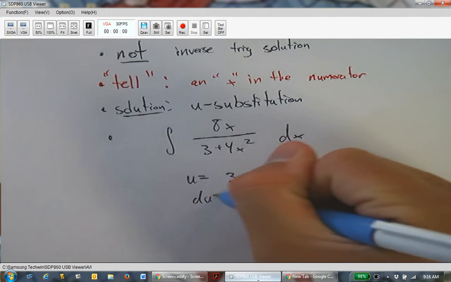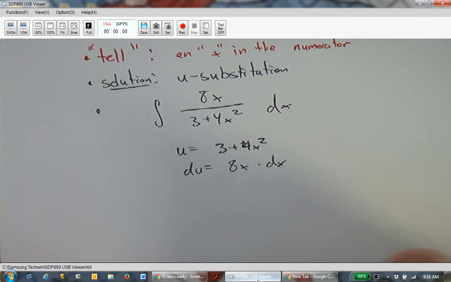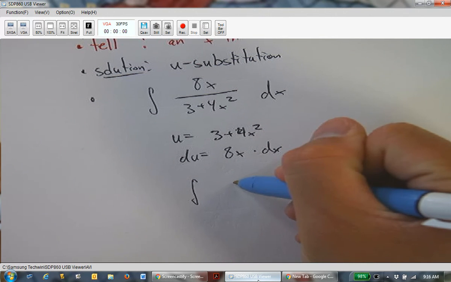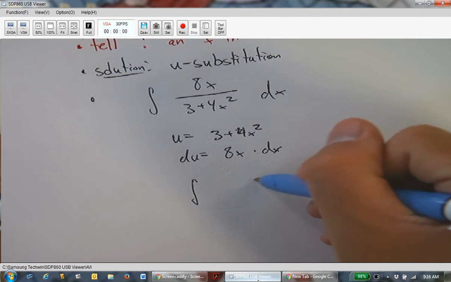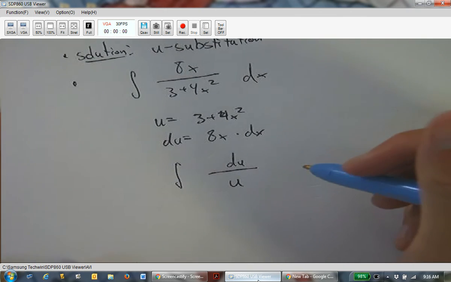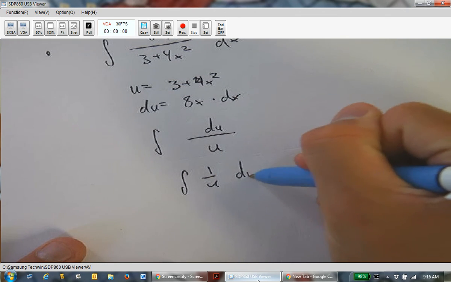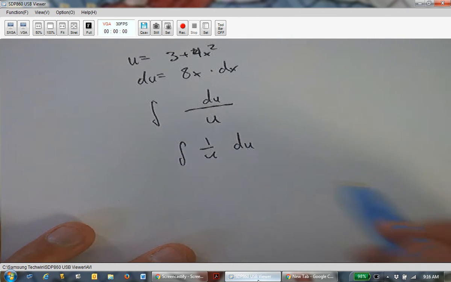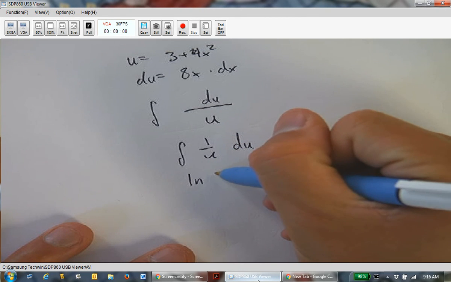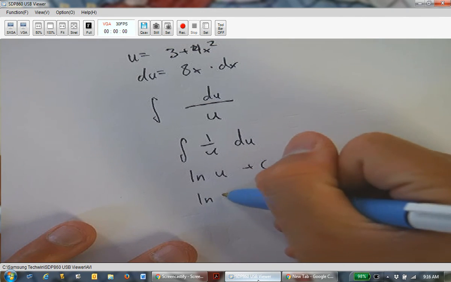Because what is du? 8x. Just 8x with respect to dx. So it's du over u. Yep. It's just going to be du over u. Yeah, it doesn't always work that way. So when does it work? You have to see what the actual u is. So what is the integral of 1 over u? So it's natural log, ln u. Okay, I said plus c, and then u is 3 plus 4x squared, so ln of 3 plus 4x squared.